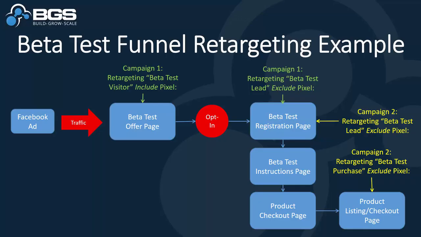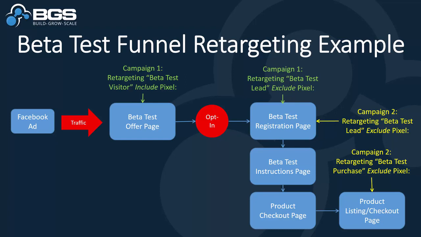So let's look at it visually. The Facebook ad sends traffic to your offer page. That's the squeeze page. So for campaign number 1, you have the beta test visitor pixel on the offer page. Also for campaign number 1, you have the beta test lead pixel, but you have it set up to exclude them from seeing the ads for campaign number 1. Then for campaign number 2, you use that same beta test lead pixel, and you're going to include them on campaign number 2. And then in campaign number 2, you're also going to use the purchase pixel to exclude people who have already bought the product, okay?